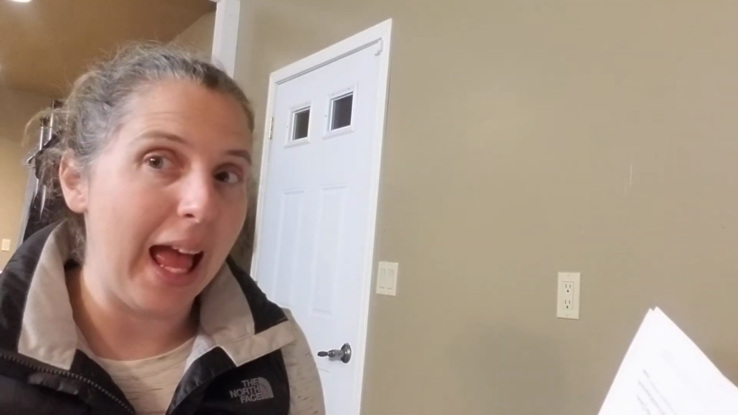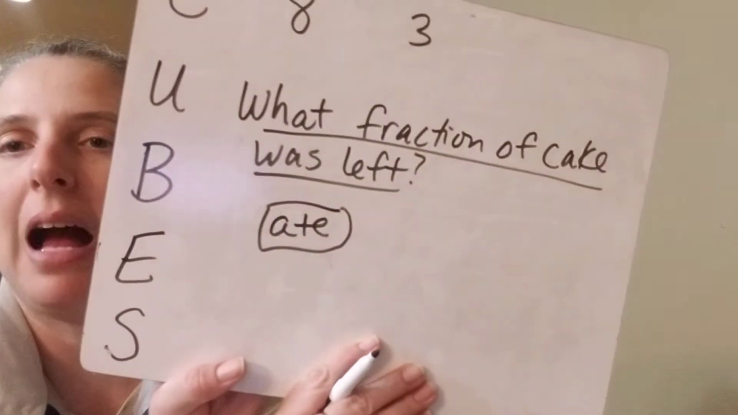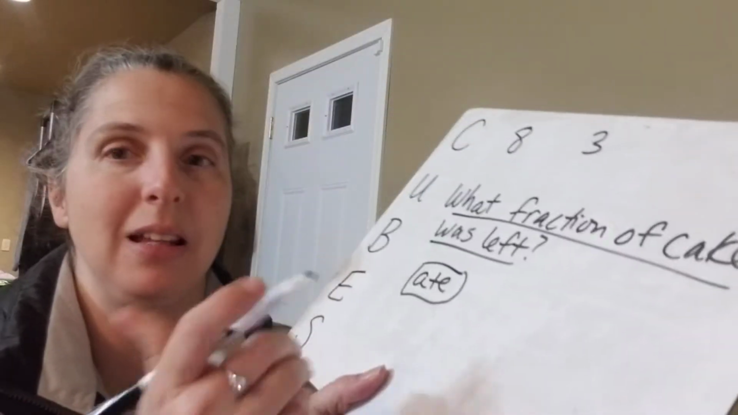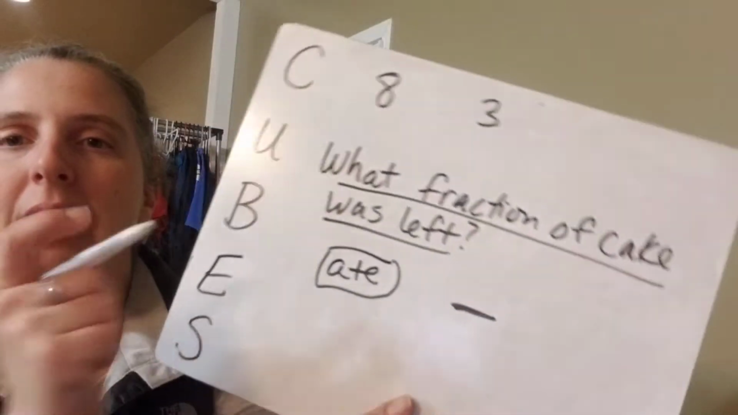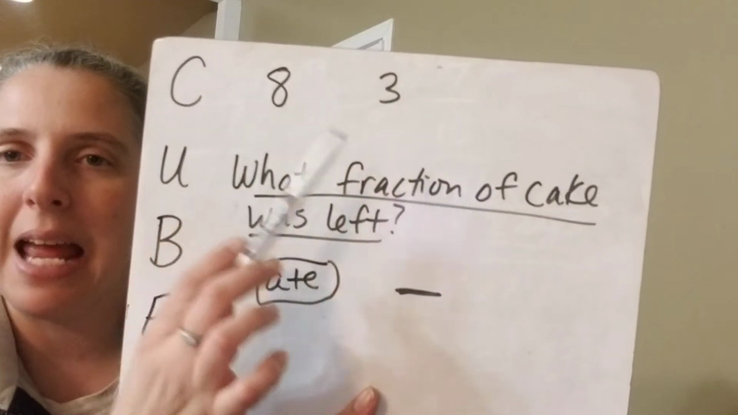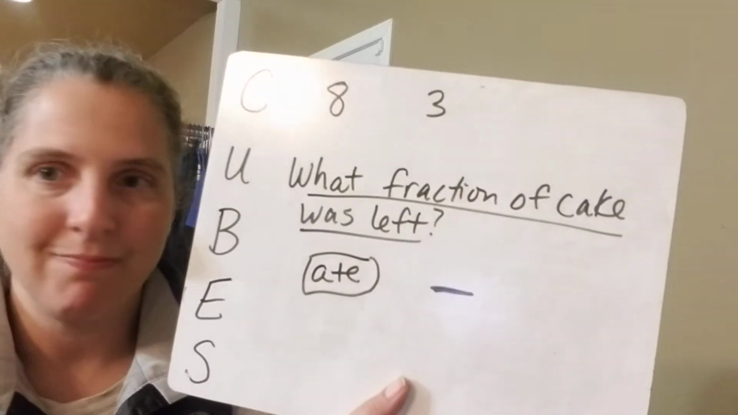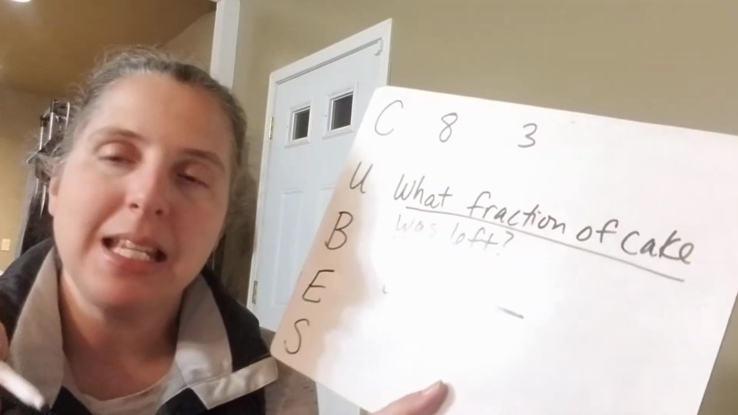They ate it, right? They each ate. So I'm going to box in the word ate. I know that that means they what? They need to subtract, okay? Now let's look at these. Am I just going to subtract 8 minus 3? No. There were 8 equal pieces.